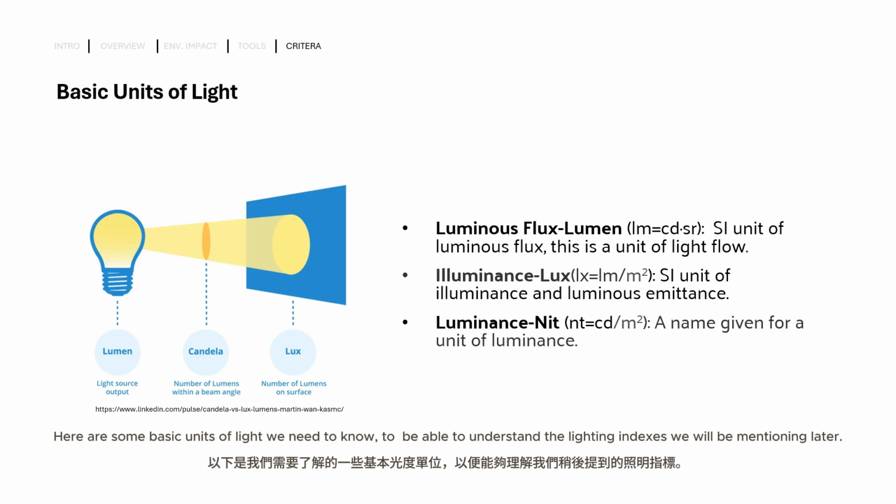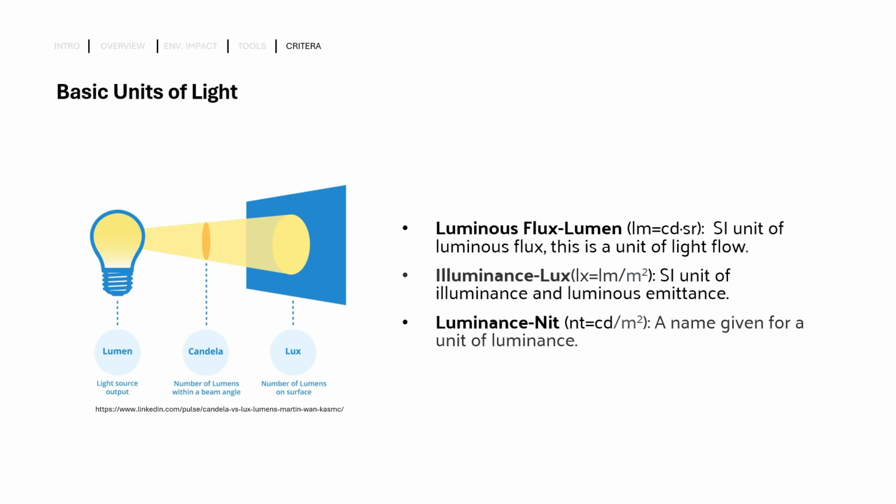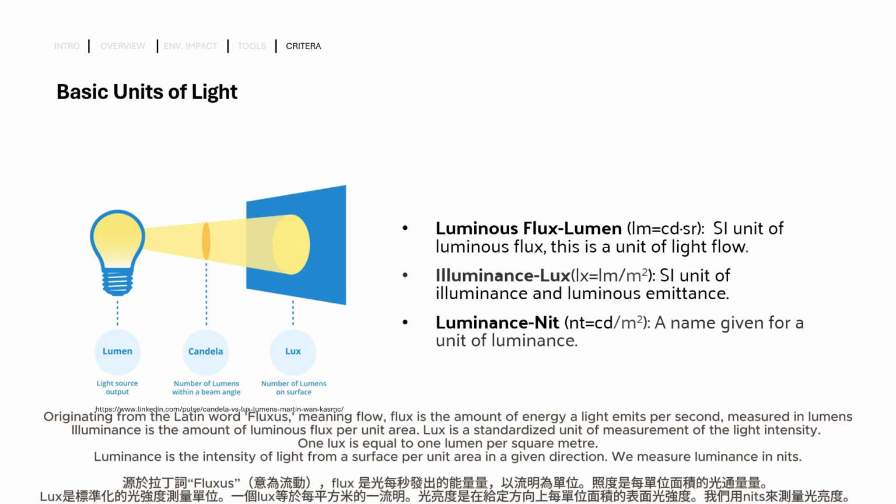Illuminance, the second unit of light, is the amount of luminous flux per unit area. Lux is a standardized unit of measurement of the light intensity. 1 lux is equal to 1 lumen per square meter. Luminance is the intensity of light from a surface per unit area in a given direction. We measure luminance per square meter in nits.